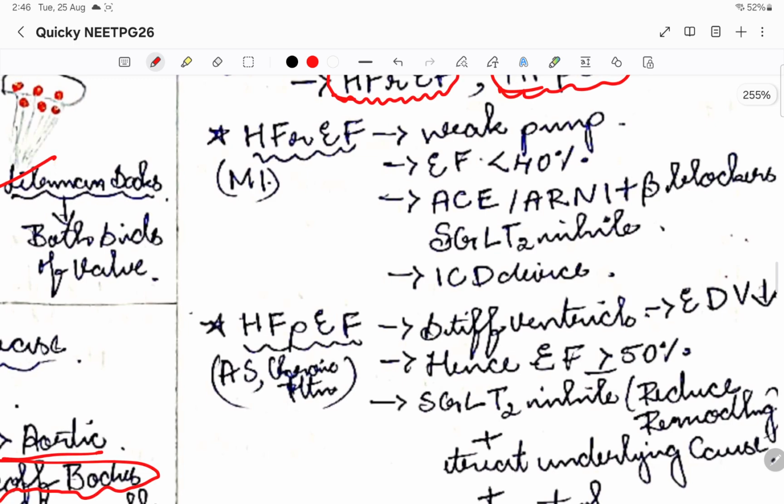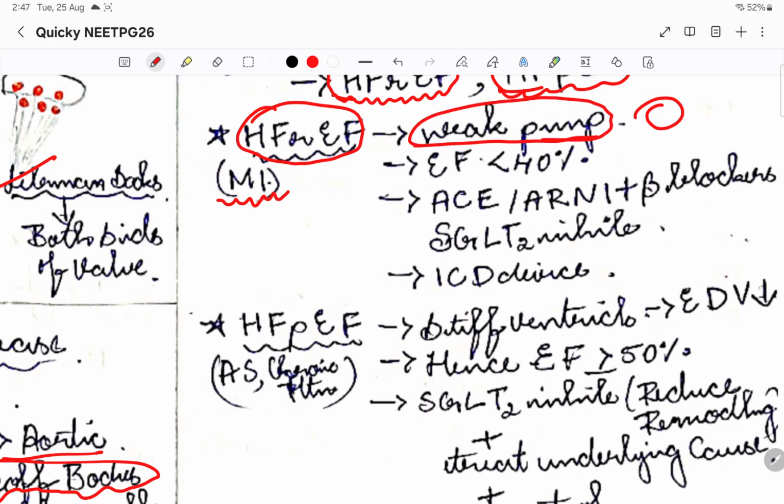Heart failure with reduced ejection fraction happens most commonly in myocardial infarction patients. What happens is there is a weak pump. Because the tissue is dead, the heart isn't able to get all the blood outside through the aortic valve. So all the blood stays in the ventricle only. That is why the weak pump will be seen in a reduced ejection fraction.